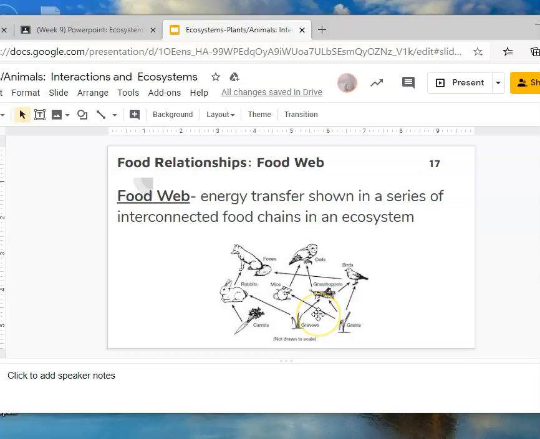So there you have it. This is a short section. It is food relationships and how they interconnect in our ecosystems.